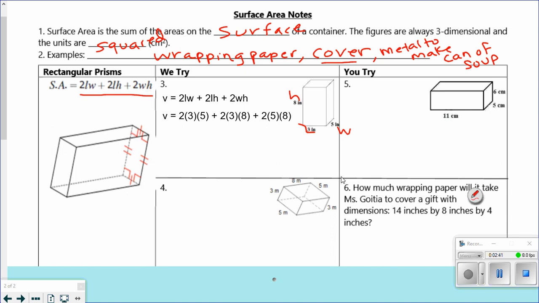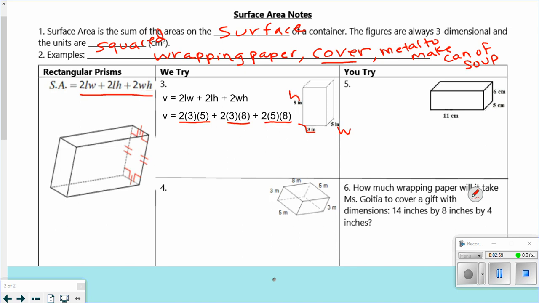Okay, so my biggest thing after you substituted each of the numbers for length, width, and height, is to make sure you don't just put that whole long thing into the calculator. You want to chunk it out. So like 2 times 3 times 5, we're going to do that. And 2 times 3 times 8, and 2 times 5 times 8 before we add anything.